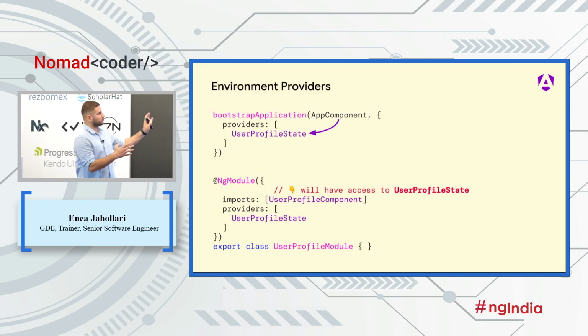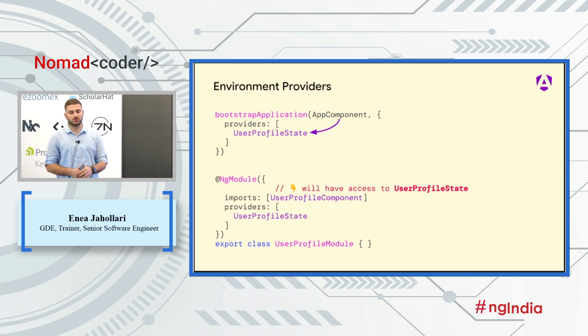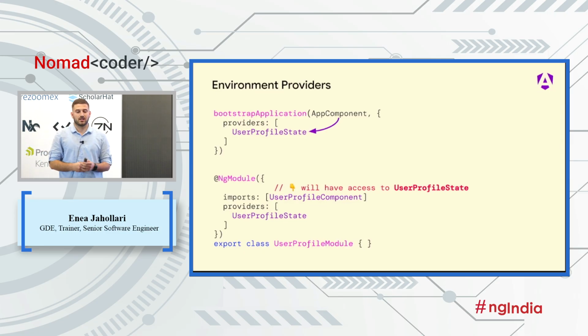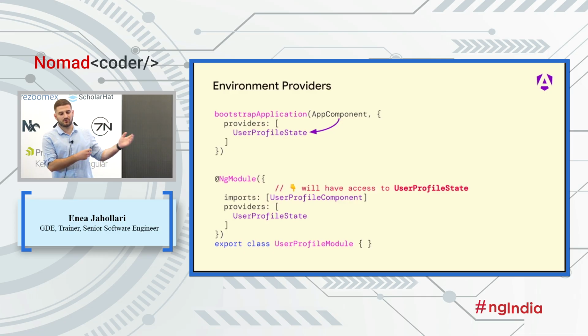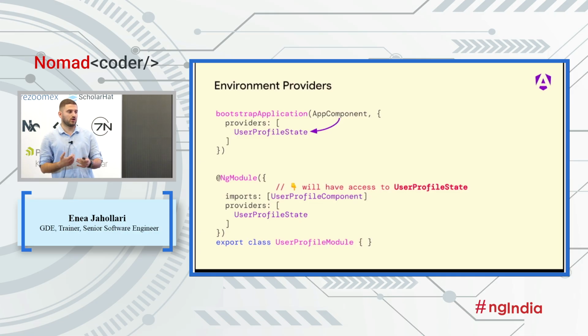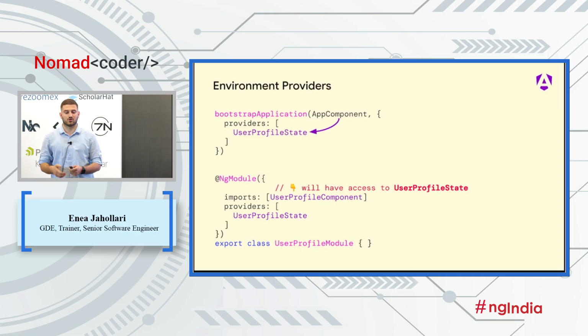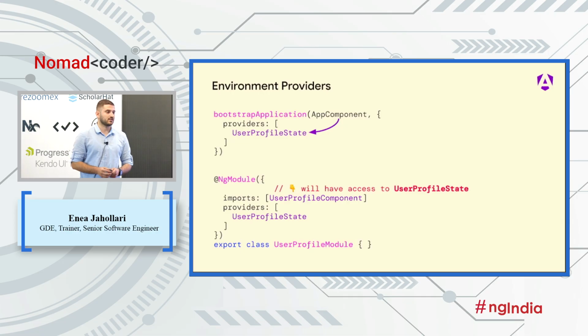Let's say we have a bootstrap application with an app component, and of course, inside its providers, we put UserProfileState. By doing this, we tell our application that every component inside this bootstrap application, in our case which is only the app component, but also all the children of the app component, now can have access to UserProfileState. If we have a user profile module and we put it in providers there, our imports or also declarations on that module will also have access to that UserProfileState service.